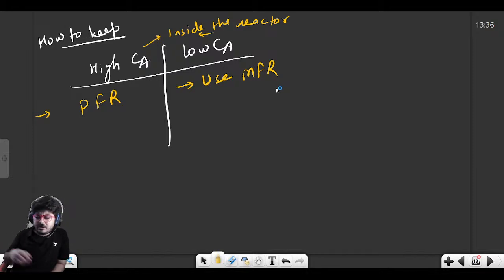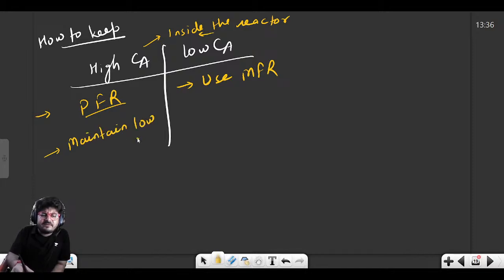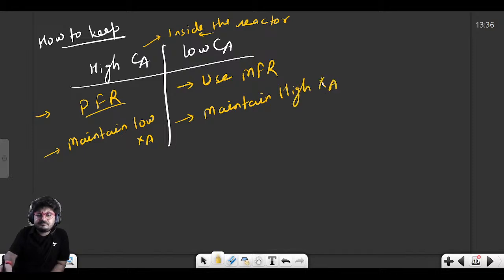But if we talk about PFR, you know concentration decreases gradually, so it is relatively easy to maintain high concentration inside the reactor. And if you want to keep high Ca inside the reactor, then you know that we have to maintain low conversion inside the reactor. And for low Ca, we have to maintain high conversion inside the reactor. You know that already. Low conversion and high conversion means basically the rate of reaction. If rate of reaction is high, conversion will be high, and if rate of reaction is low, conversion will be low.